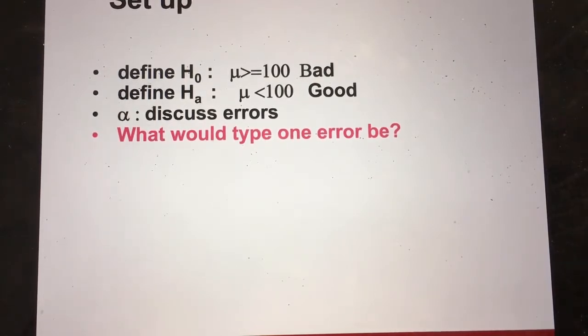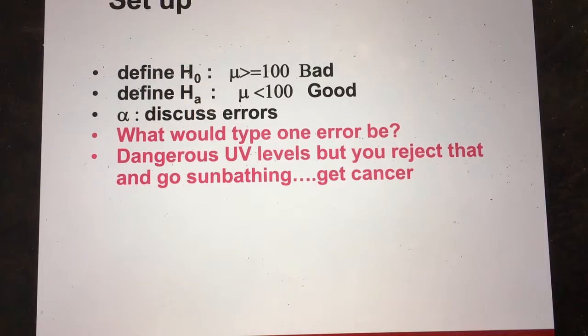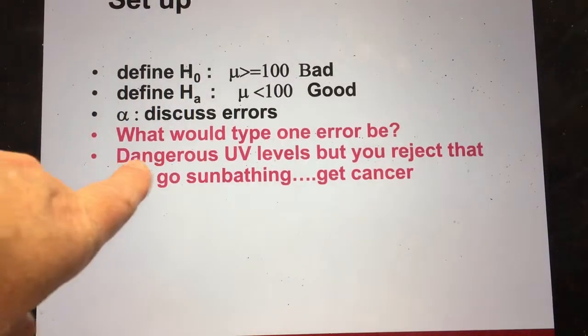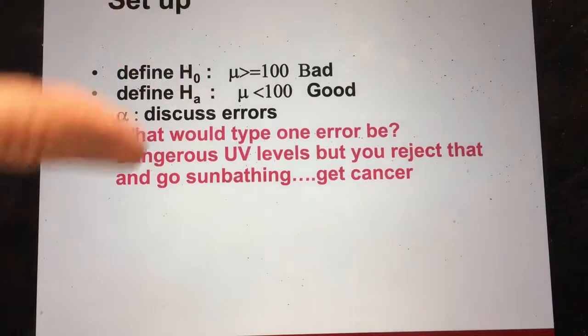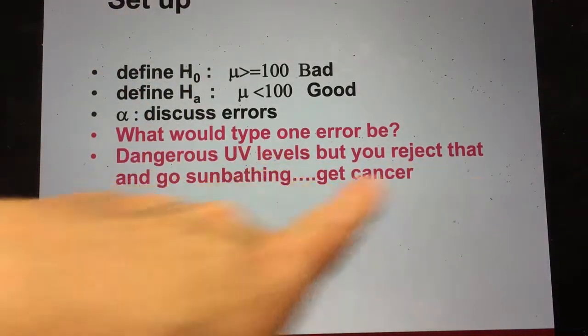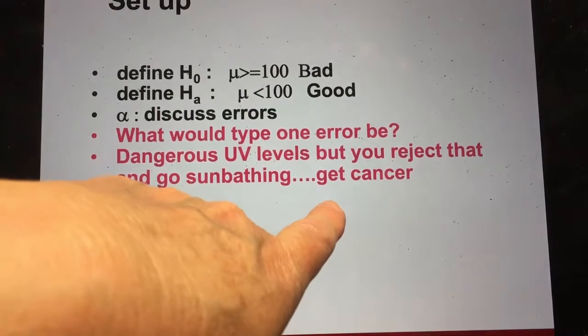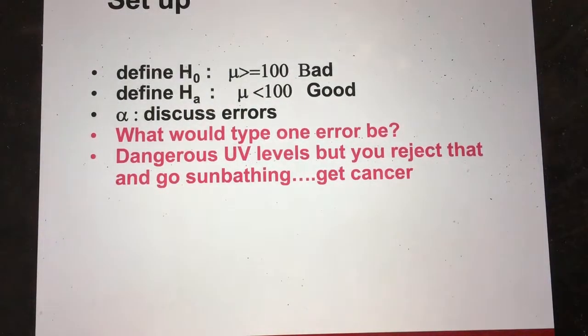A type 1 error is when you reject H sub O even though it's true. Basically, dangerous UV levels exist, but you reject that, go sunbathing, and get cancer. That's a pretty serious consequence. That would be a type 1 error. Type 1 errors are going to happen if your alpha is too large, because your alpha is your probability of a type 1 error.